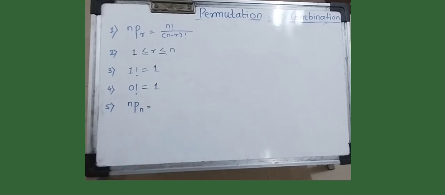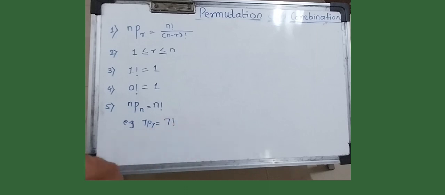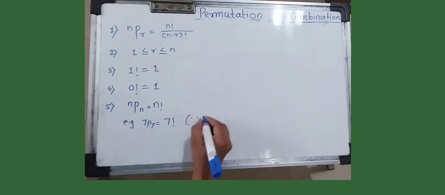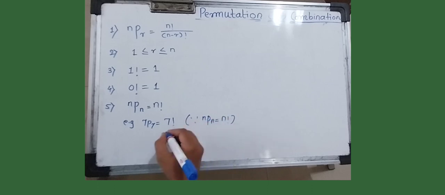I write here n factorial. For example, 7P7. What do I write here? 7 factorial. Directly write down 7 factorial, since nPn is n factorial. Use this identity in the exam.